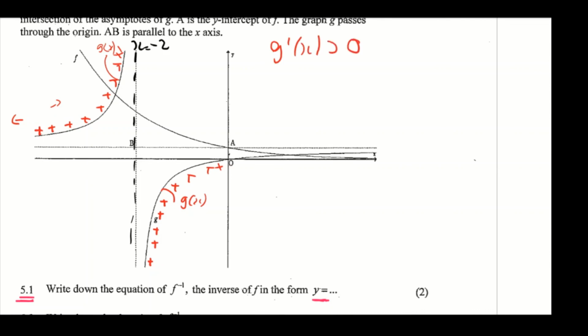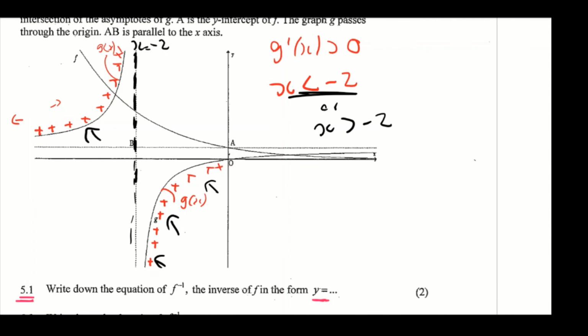So how do we find the solutions of x when g prime of x is greater than 0? This means that when x is less than -2, which is less than this asymptote of x equals -2, our graph is increasing, as you can see there. Or when x is greater than -2, our graph is still increasing. So those are the solutions of x that we are looking for.